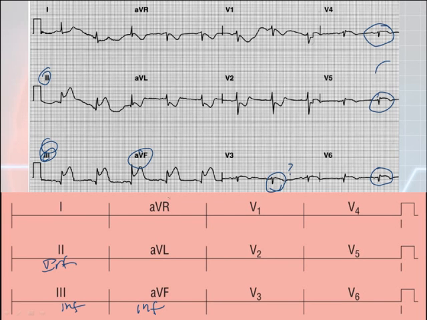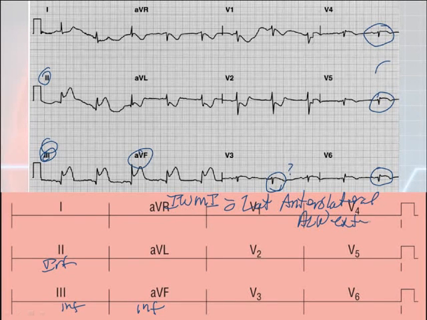So here we possibly have another inferior wall MI, which is an acceptable abbreviation, with lateral involvement or lateral extension, or it might even be anterolateral, which you could also say anterolateral wall extension.